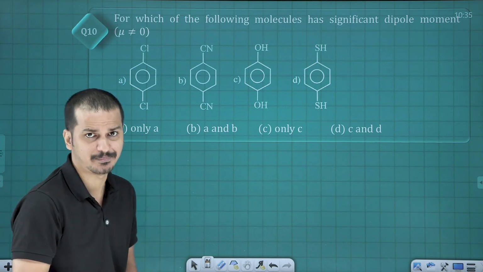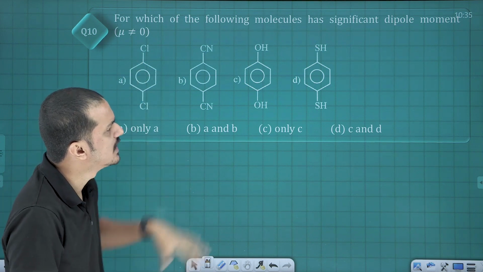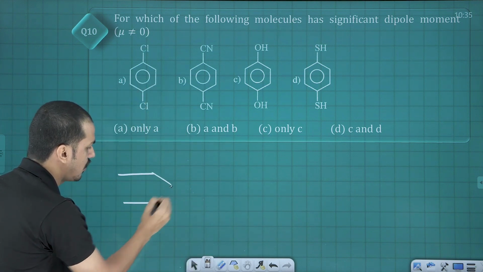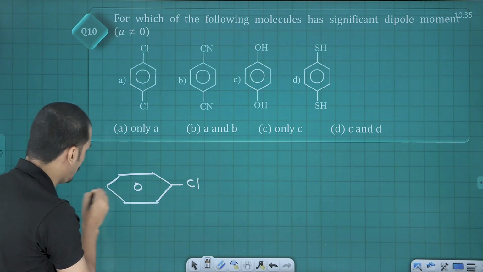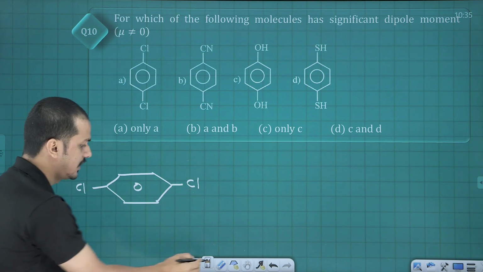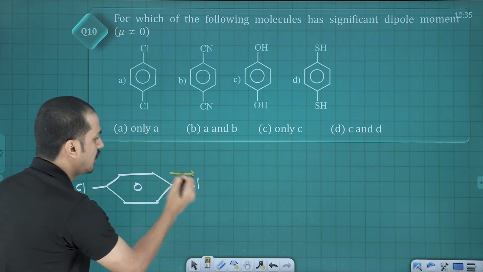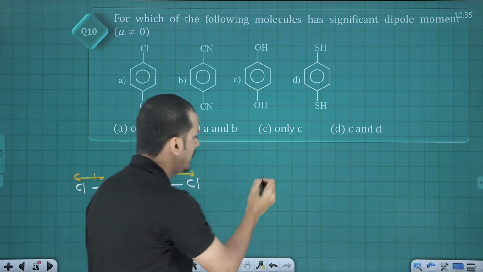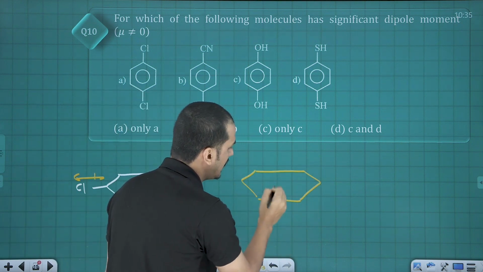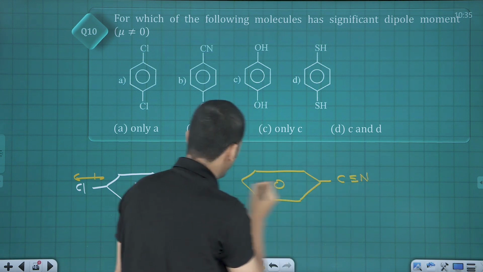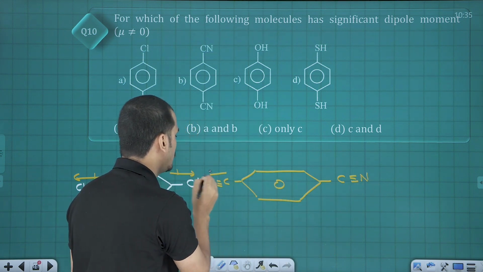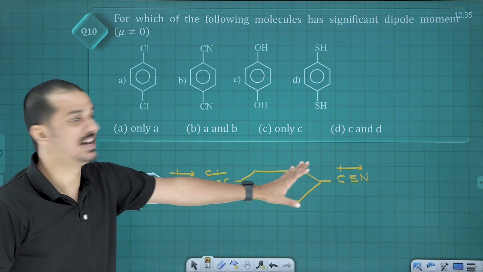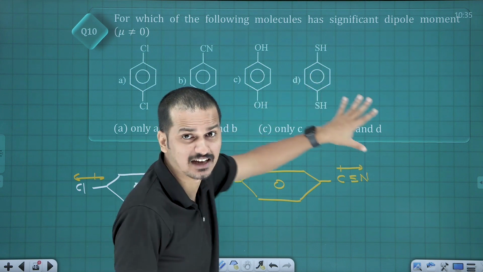Next, question number 10. Which of the following molecules has a significant dipole moment? Whenever you are looking at para-dichlorobenzene, or 1,4-dichlorobenzene, the dipole moments will cancel. The net dipole moment of the chlorines will cancel, since they are in opposite directions. What about cyanide? Two cyanides are coming: C triple bond N, C triple bond N. Here also the C to N dipoles will get cancelled. That means the molecules are linear.